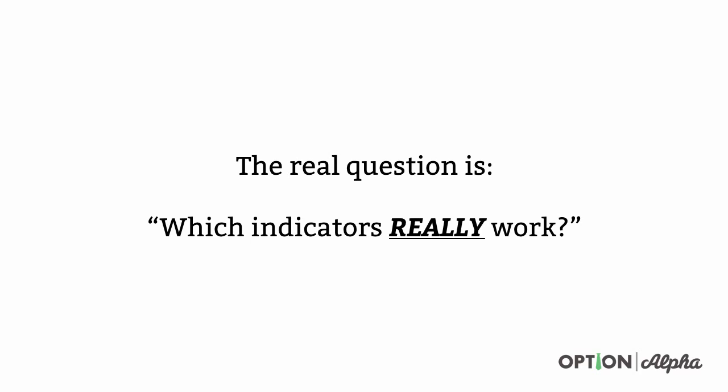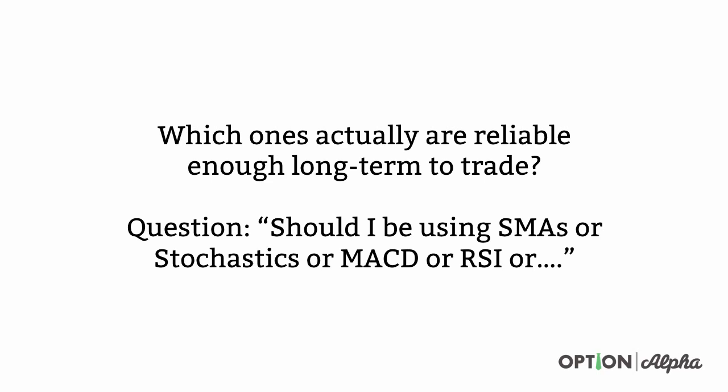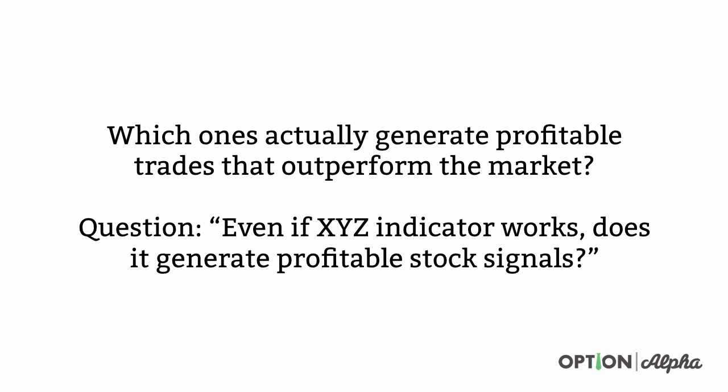So here's the deal. The real question becomes: which indicators really work? Which ones are actually reliable enough long-term to trade? So the question you might have is, should I be trading using the SMAs, which are simple moving averages, or stochastics, or MACD, or RSI, or all the other different indicators that are out there? Which ones actually generate a profitable trade that outperforms the market? So even if you did find XYZ indicator that works, meaning that it is reliable to trade, it has good signals that work more often than not, does it actually generate profits?